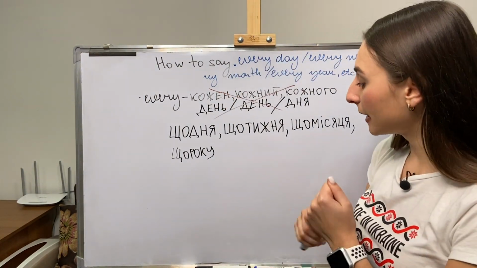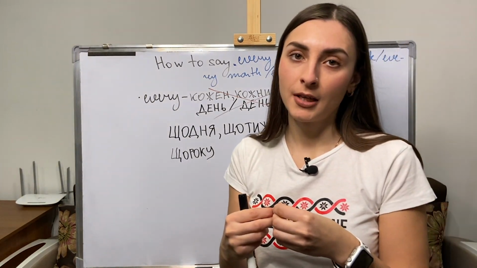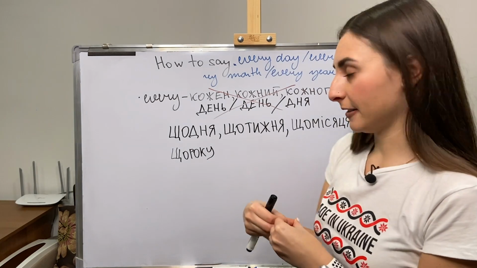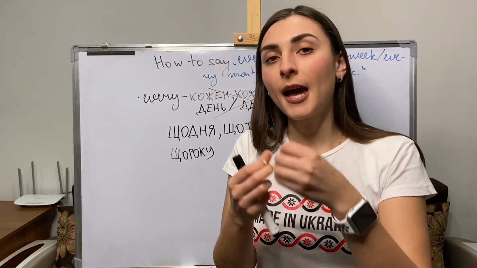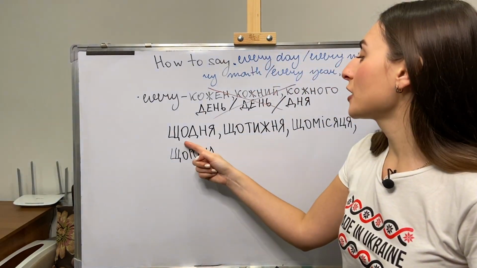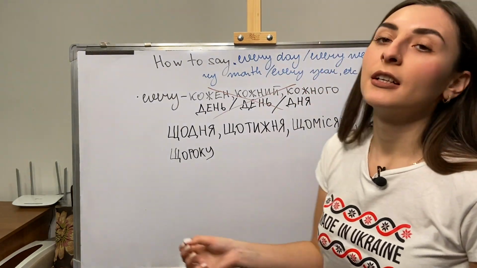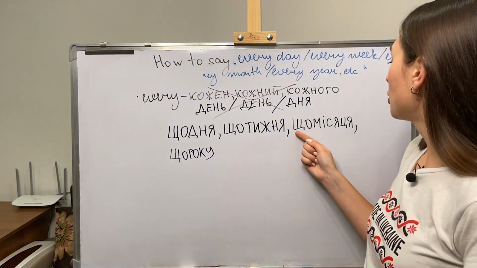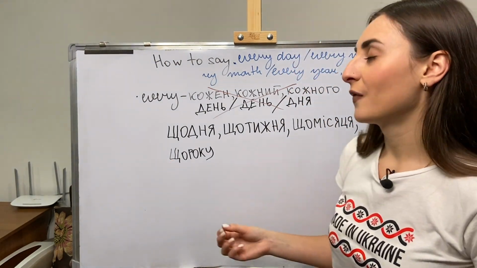So you can see, it is correct, it is more Ukrainian to say like this, adding the prefix що, and we form one word, one expression. Щодня, every day. Щотижня, every week. Щомісяця, every month. Щороку, every year.